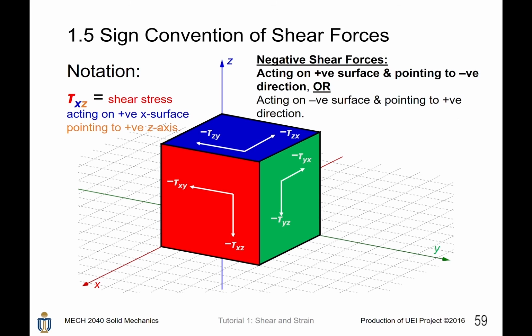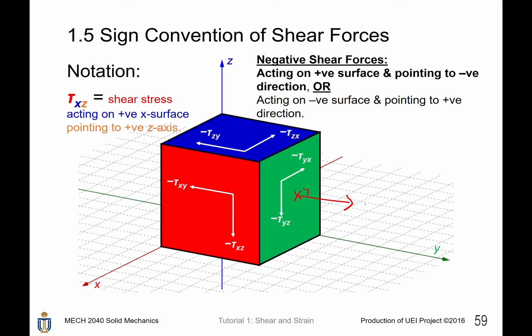Then what is that? Let me take positive y surface as an example. If a force is acting on the positive y surface pointing to positive y direction, can we still call it shear stress? No. The reason is that here, this force is normal to the surface. That means now it is the direct stress instead of shear stress. So there is nothing like tau xx.